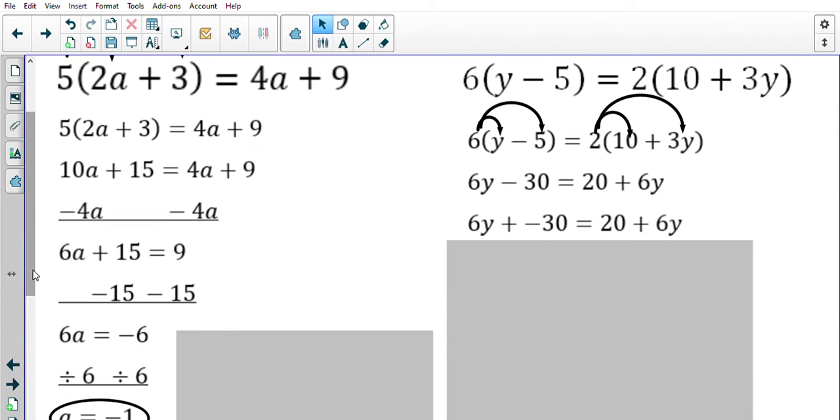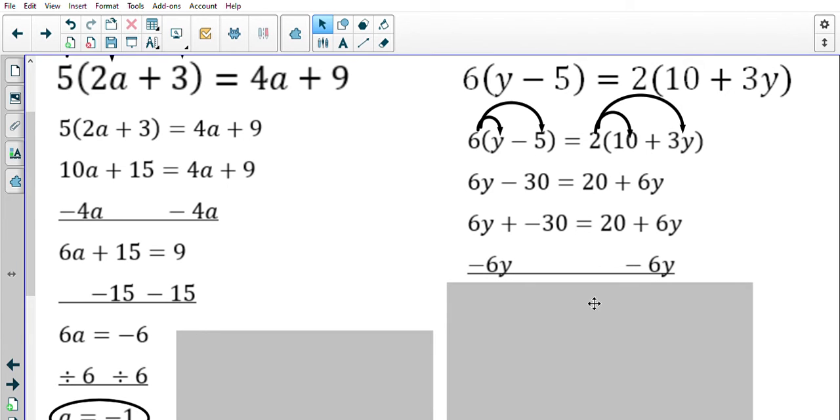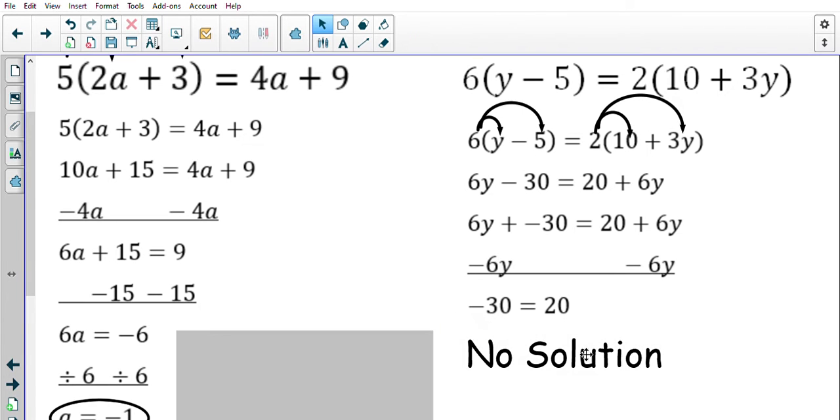You have a 6y on each side, and they're both positive, so let's subtract 6y from both sides. We end up with negative 30 equals positive 20. That statement is not true. It's not y equals negative 30 or y equals 20. It's an untrue statement, which means that there is no solution to this equation.